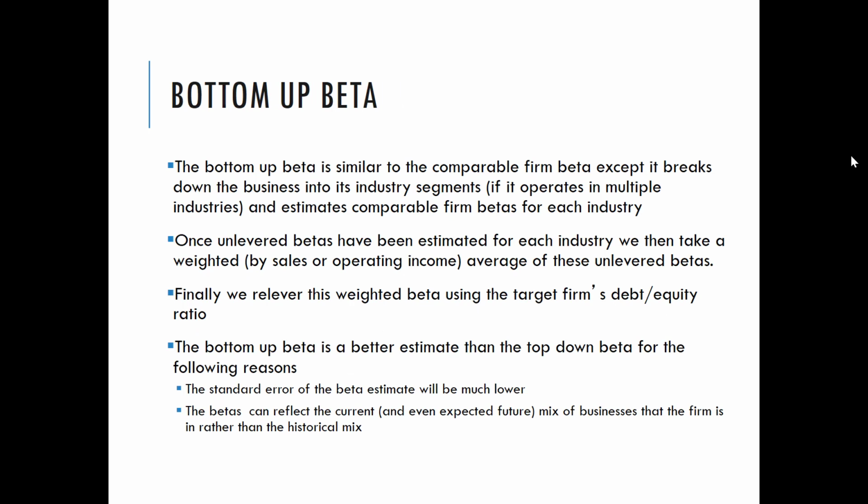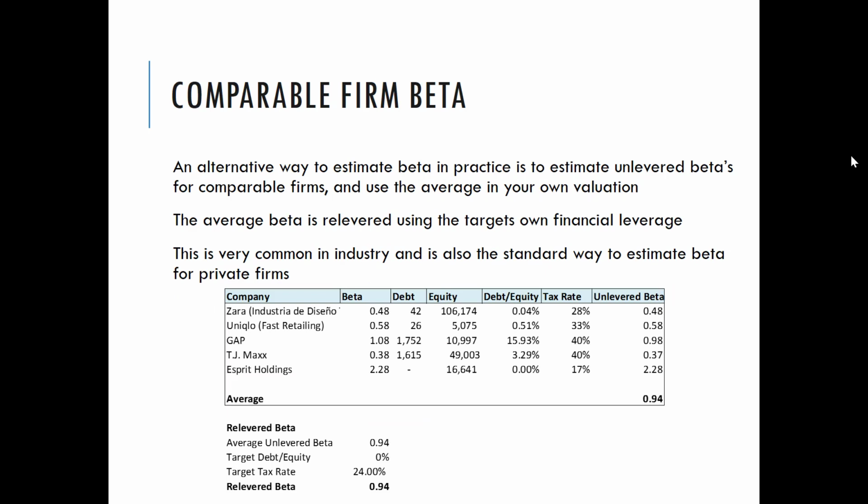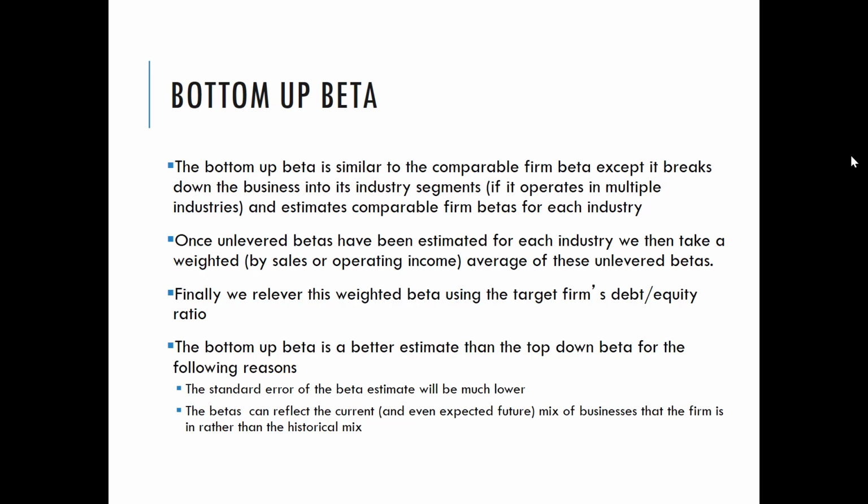So bottom-up beta, again, it's similar to the comparable firm approach, except it breaks it down into industry segments. And effectively, what you're trying to do is estimate comparable firm betas for each industry. So again, this is very much a dumbed down approach of the bottom-up beta, which does this for each industry that you might be in, but even does this on a much, much more specific scale. So the idea here is essentially that we might have firms that are operating in multiple industries. So it might be better to break it down into parts.